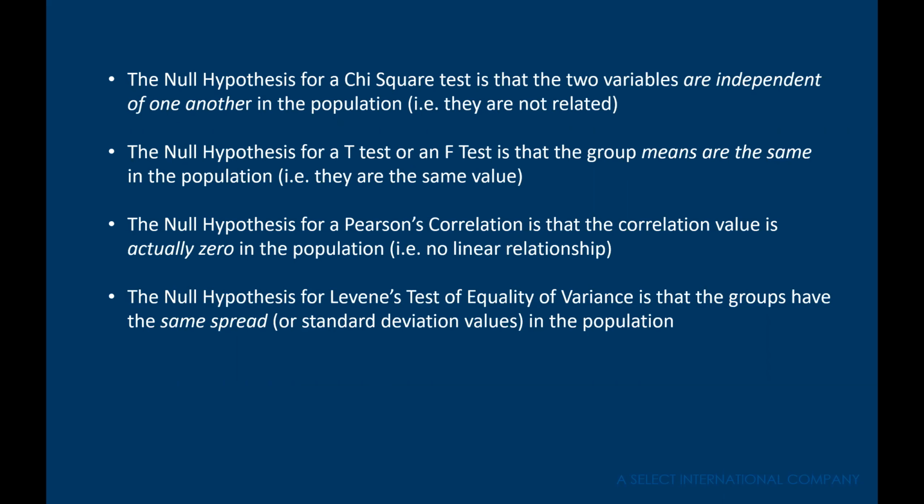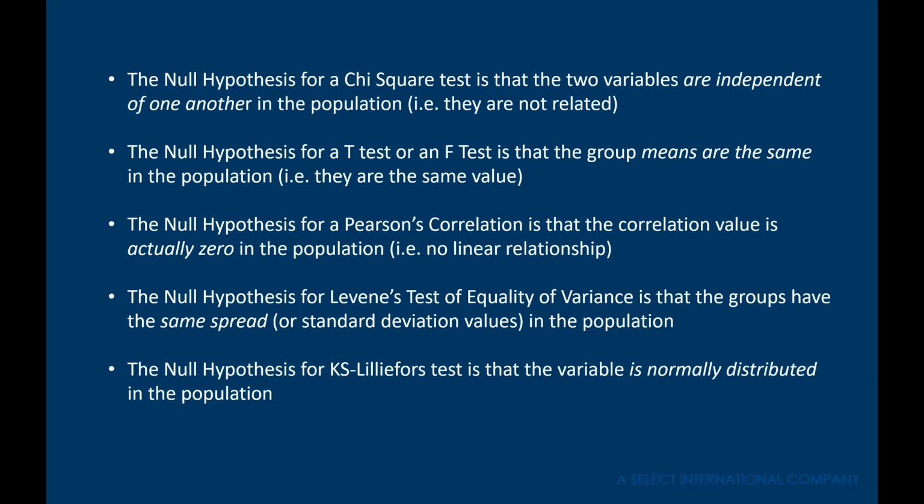So the null hypothesis for Levene's test of equality of variance is that the groups have the same standard deviations, that they have the same amount of spread. And that's often used to figure out whether or not you can go ahead with another test, like a t-test, because one of the assumptions might be that the two groups have an equal amount of variance.